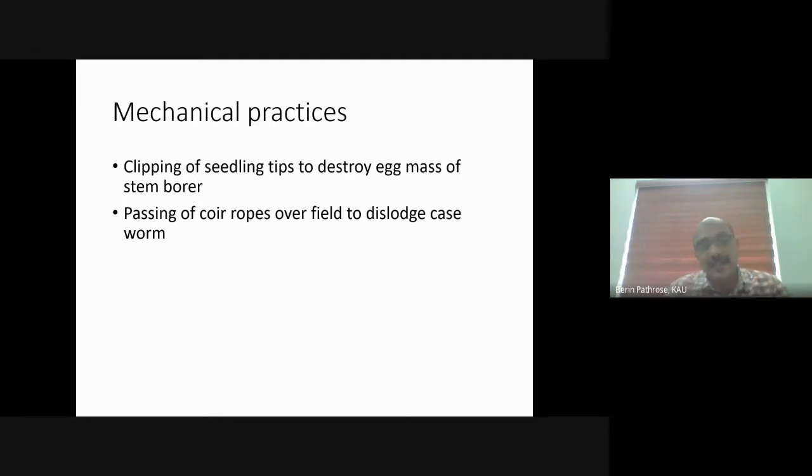Then mechanical practices, we have discussed about clipping the leaf tip where the egg masses of stem borer are present. So unknowingly farmers do this at the time of transplanting, they clip the seedling tips. And another mechanical practice we have discussed is passing ropes over the crop to dislodge cases of caseworm.